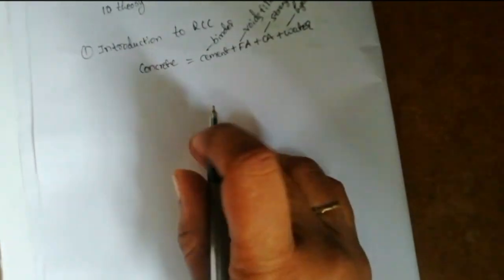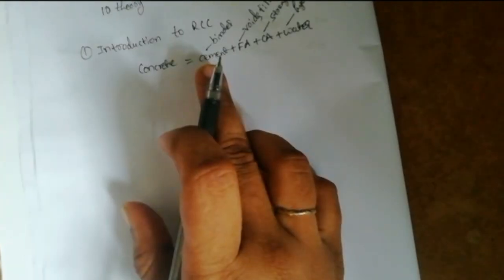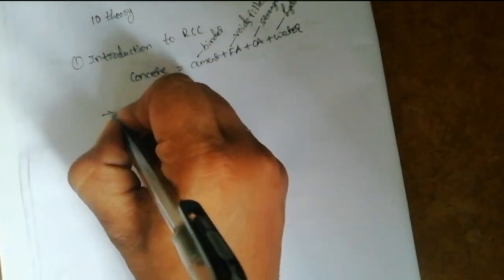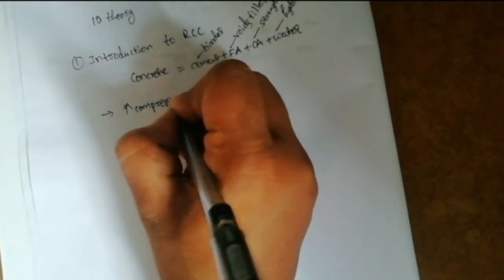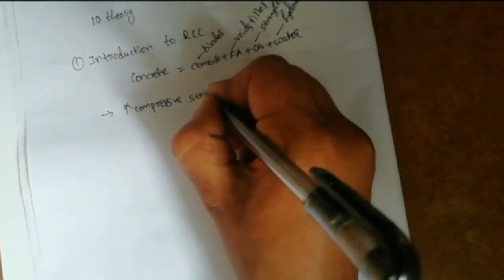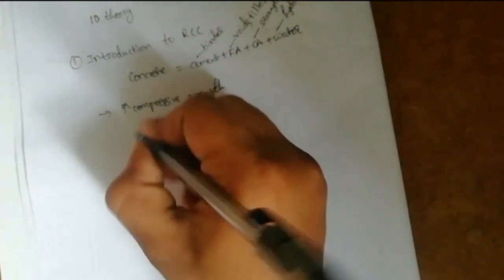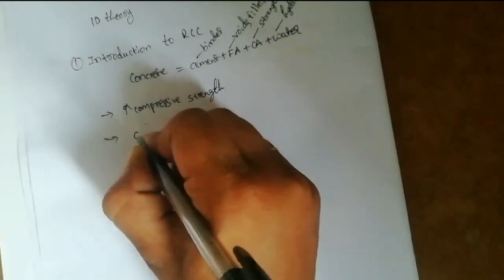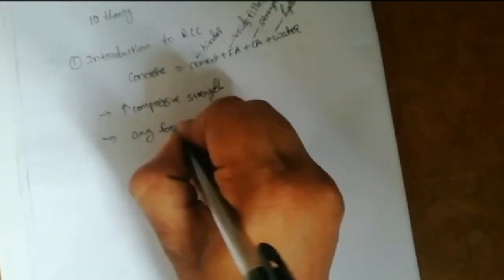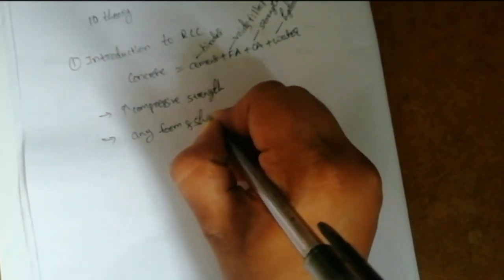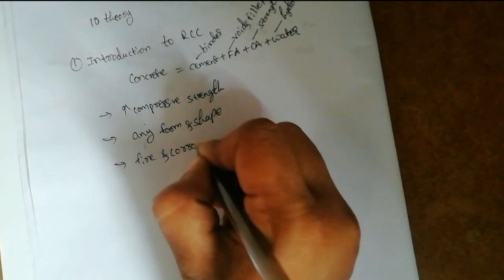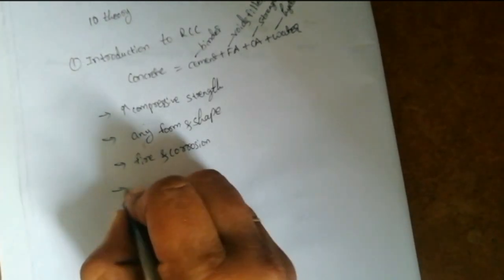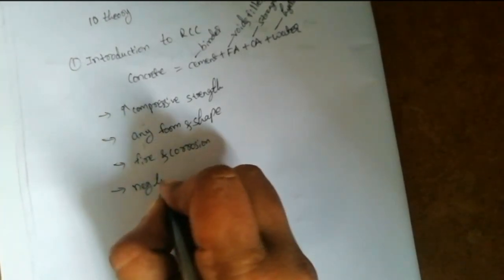Nowadays, concrete structures have become very common in civil engineering construction because of their high compressive strength, adaptability to take any form and shape, resistance to fire and corrosion, and negligible maintenance cost also.